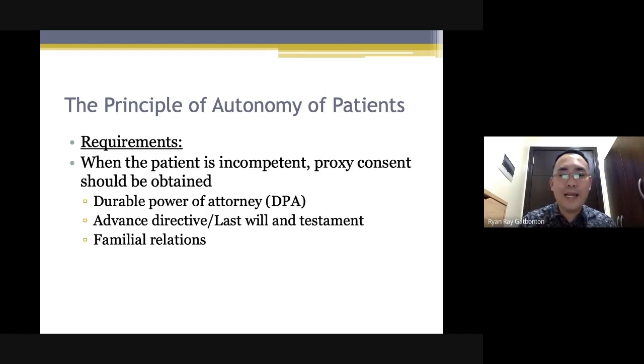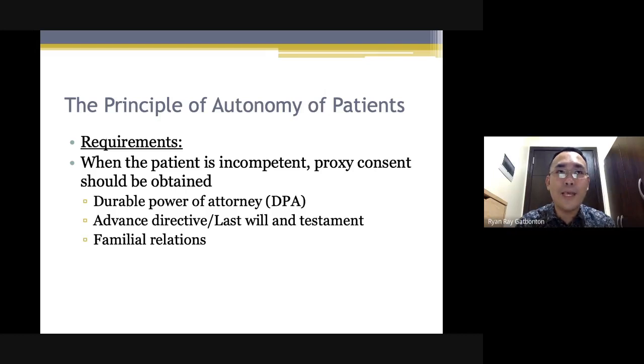Or even familial relations. Okay? So if you're getting a consent from a patient na babae or lalaki na may asawa, kapag siya ay hindi makapagbigay ng consent, you should seek the spouse's consent. Kung walang spouse at hindi rin available, you seek the consent of the parents. Kung wala nang parents, at kung may anak naman, yung anak. Okay? So you have to exhaust all the familial relations before you decide on your own. Okay?